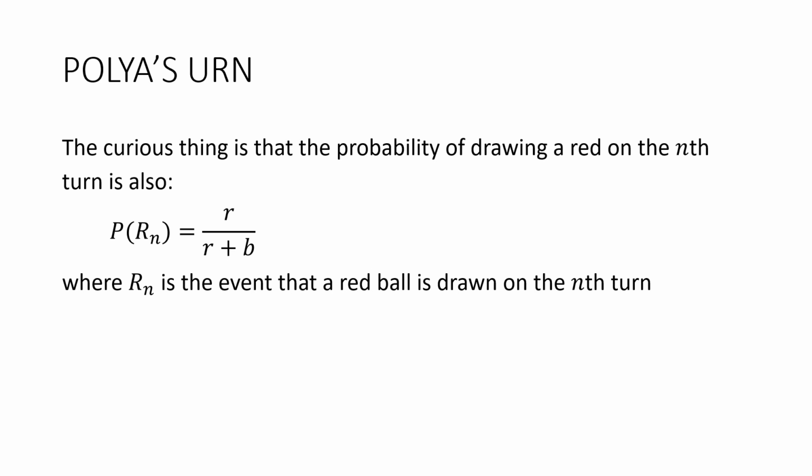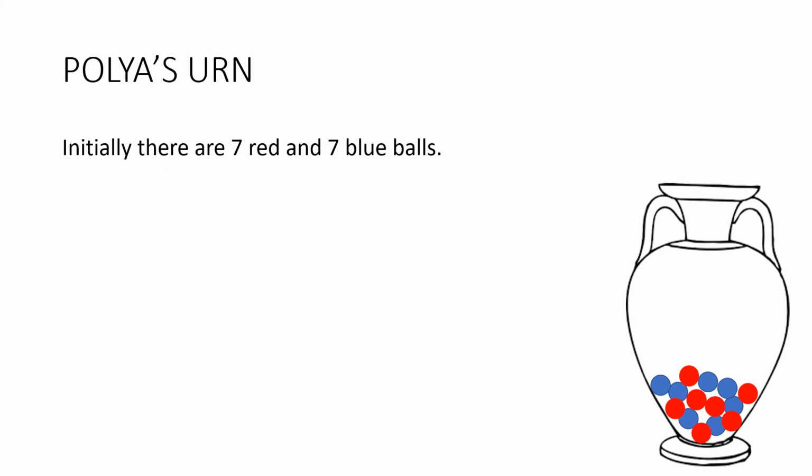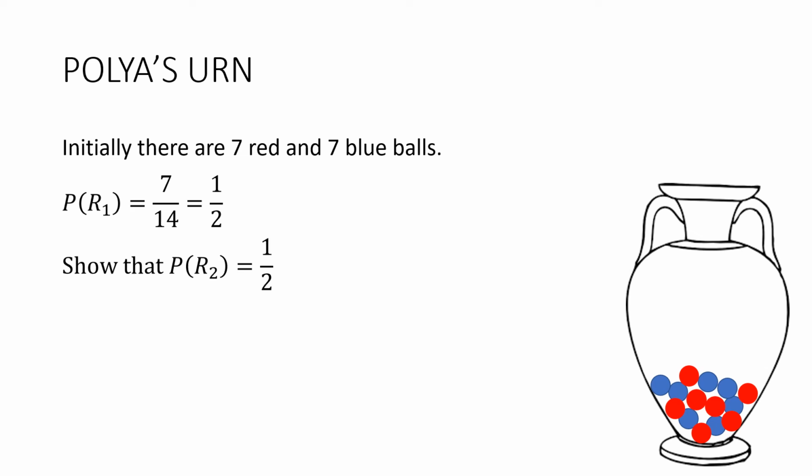Now how can that be? So let's have a play around with it and see if it's true. Let's put some numbers in. Suppose initially there are 7 red and 7 blue balls. And that means that the probability of red on the first turn must be 7 over 14, which is a half. So we need to show that the probability of red on the second turn is going to be a half.